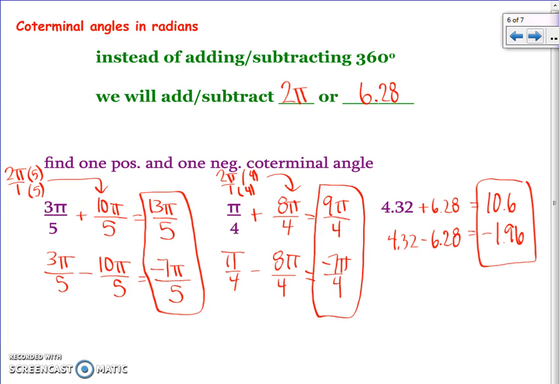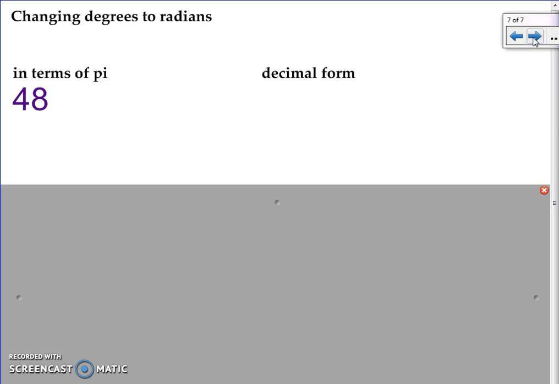The last thing we want to talk about is how to switch in between the two forms. So if you have degrees, how do you switch to radians? And if you're radians, how do you switch to degrees? Okay, and the way that you switch in between them is very similar. So we're going to talk about how you know which one to use. Everyone good on this slide? Okay, so if we're changing from degrees to radians, we're going to multiply by pi over 180.